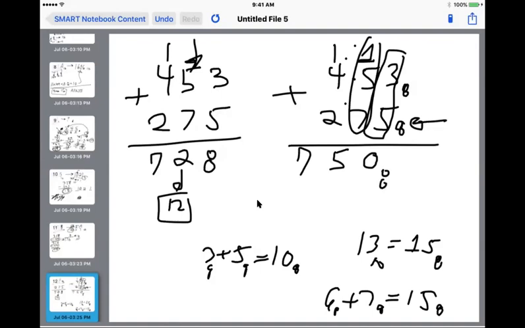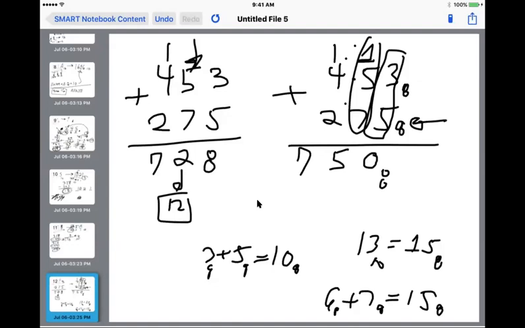So 453 in base 8 plus 275 in base 8 becomes 750 in base 8. And I don't know what any of those three numbers are, but if I did convert them to base 10, it would agree. It's the right answer. But I did it all in base 8.